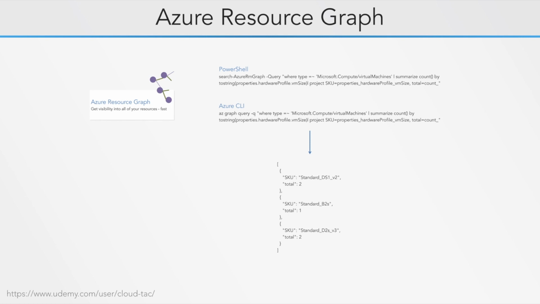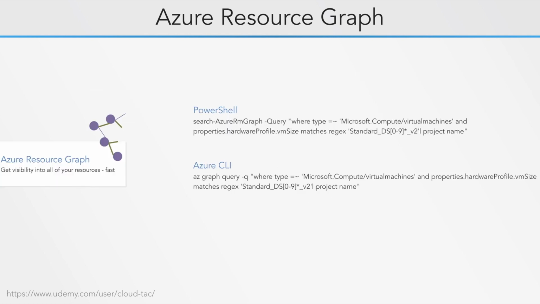For example, let's say you wanted to create a policy to limit what virtual machine stock keeping units you allow to be deployed in your subscription. First, you could create a query that shows you the current breakdown of your virtual machines by stock keeping unit. This query returns a count broken down by virtual machine size.